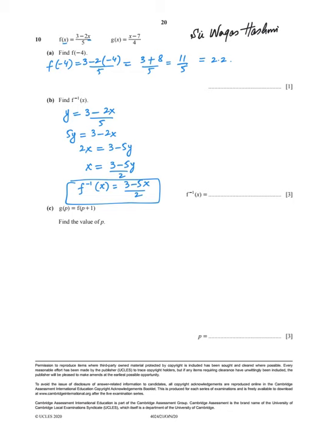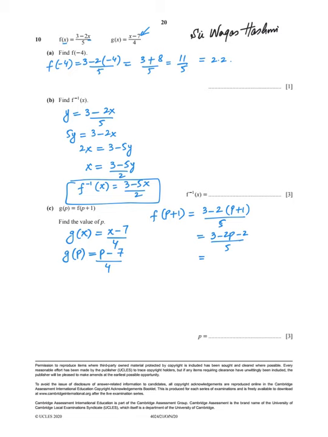And the last part, it says g of p is equal to f of p plus 1. When you have g of x equal to x minus 7 divided by 4, as given in the question, then g of p will be p minus 7 divided by 4. Similarly, for f of p plus 1, replace x with p plus 1. So that will be 3 minus 2 times p plus 1, divided by 5. So that is equal to 3 minus 2p minus 2, divided by 5. 3 minus 2 is 1, so it's 1 minus 2p divided by 5.